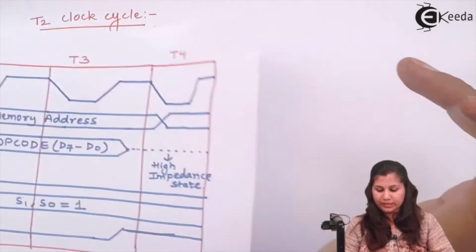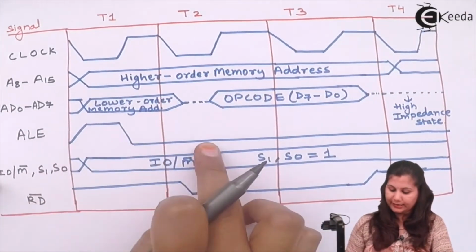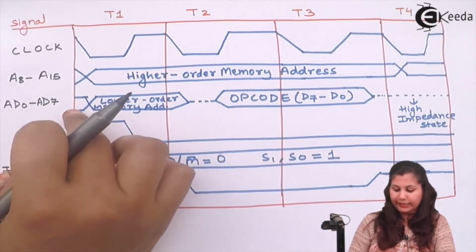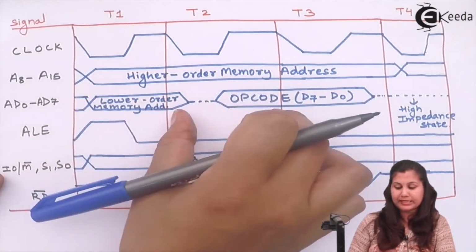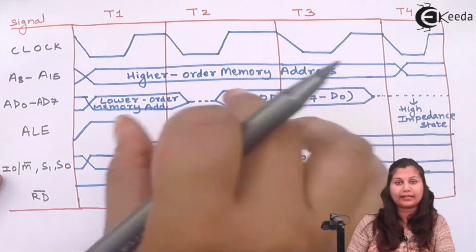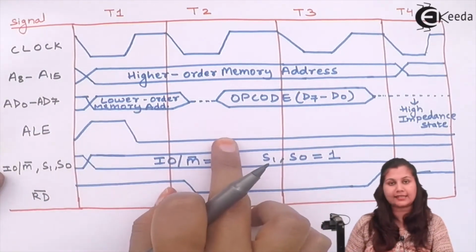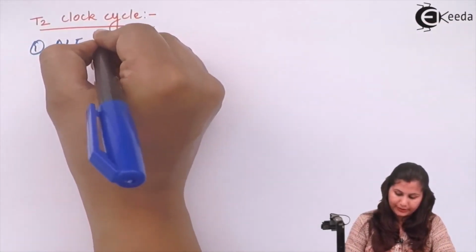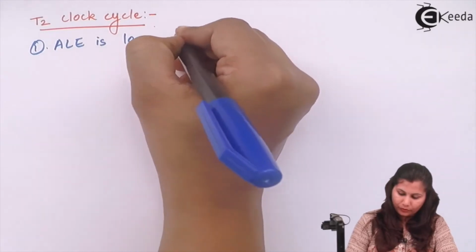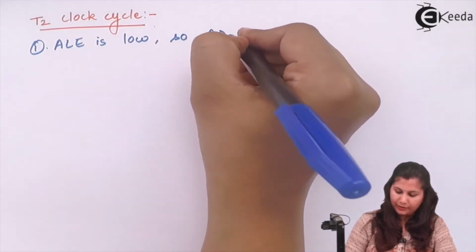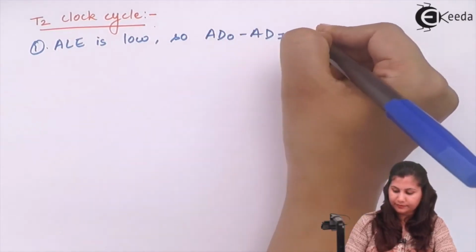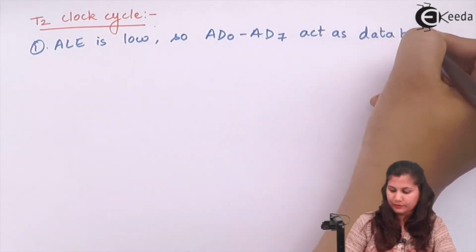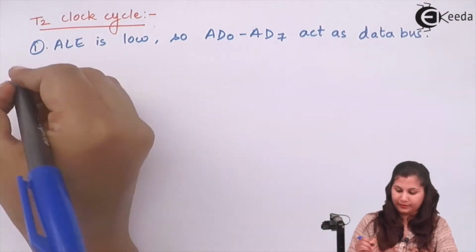In the T2 state, you can see that this ALE signal is low. So whatever data is available on AD0 to AD7, this multiplexed address and data bus, will now act as the data bus because ALE has now become low. ALE is low. So AD0 to AD7 will act as the data bus.